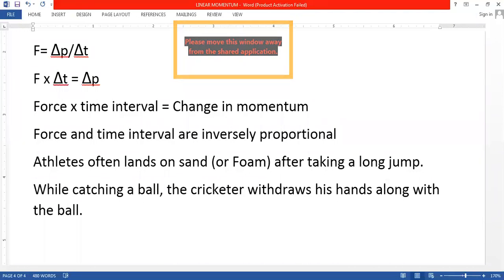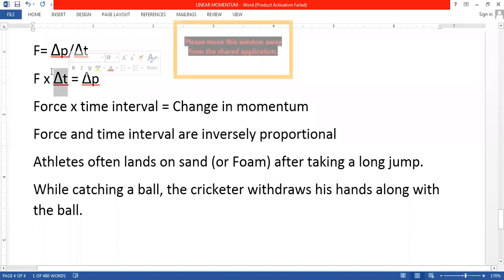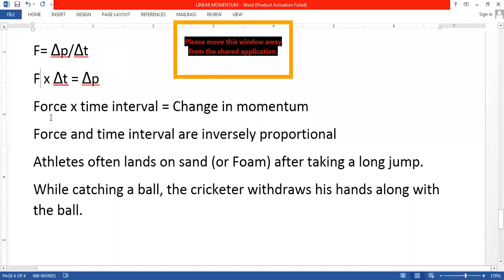What is he doing? He is again using the same principle. He is withdrawing the hand so that the time parameter increases. When the time parameter increases, the force required to bring the necessary change in momentum will be less. That's why he may not get injured or hurt. Exactly.